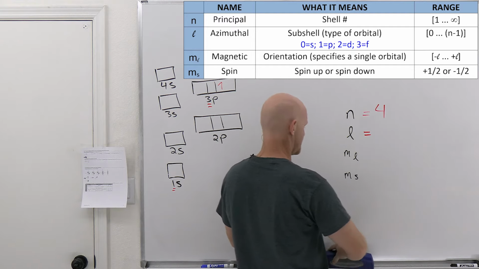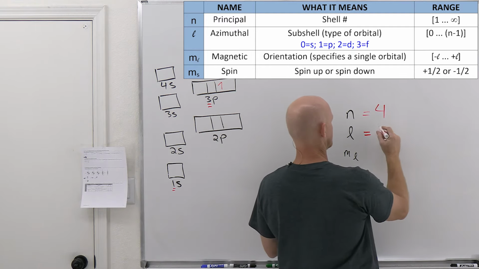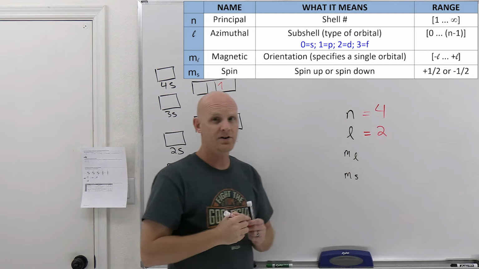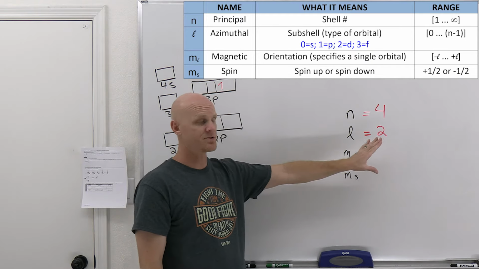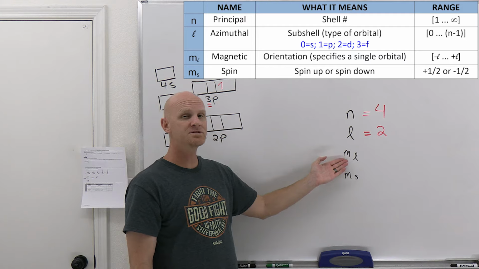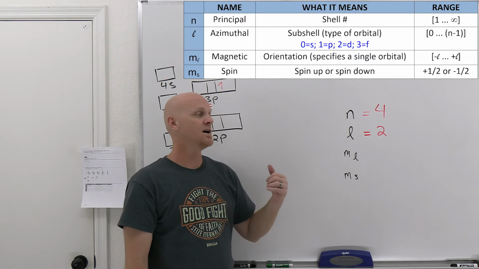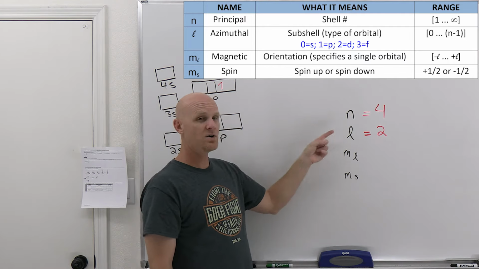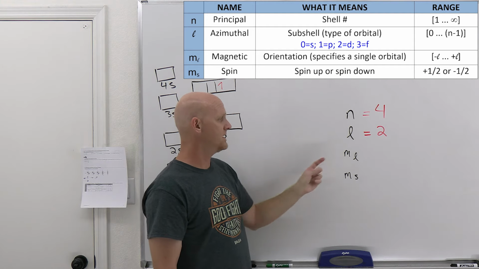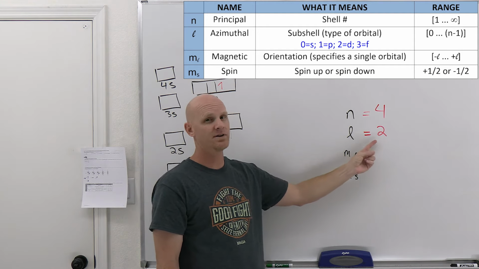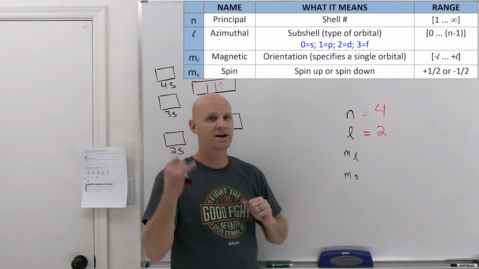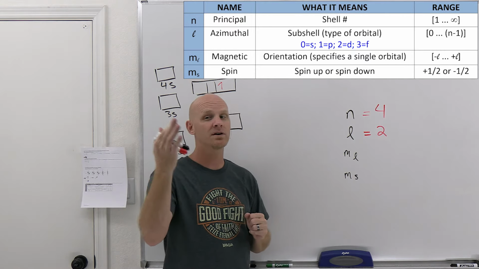Okay, so let's say I put one of the possible numbers. Let's say I put L equals 2. And again, it could have been 0, 1, 2, or 3, but no higher than 3. So this is possible though. Okay, so then we move on to M sub L. And in this case, M sub L depends on the value of L in the same way that L depended on the value of n. And for M sub L, it takes on a range of values from -L to +L, those integer values in between. So -2, -1, 0, +1, +2.